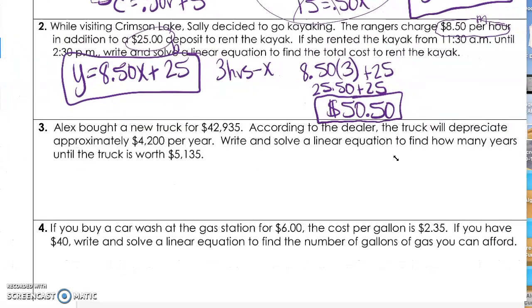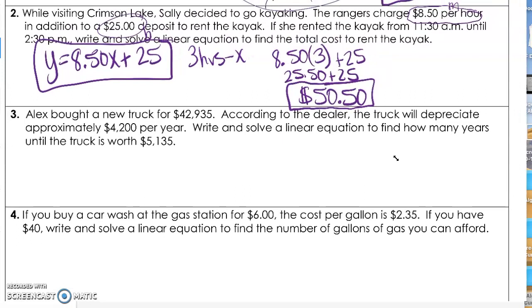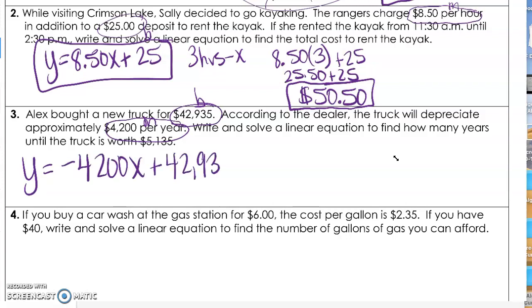Okay, here's our next one. He bought a new truck for that amount, and it's going to depreciate. That means go down $4,200 per year. So this one is your slope, and this one would be your starting point, your y-intercept. So you have to be careful here. You need to do negative 4,200x plus 42,935. It starts at 42,935, and you're losing 4,200 per year. How many years until the truck is worth $5,135? So x is your number of years and y is your total amount.